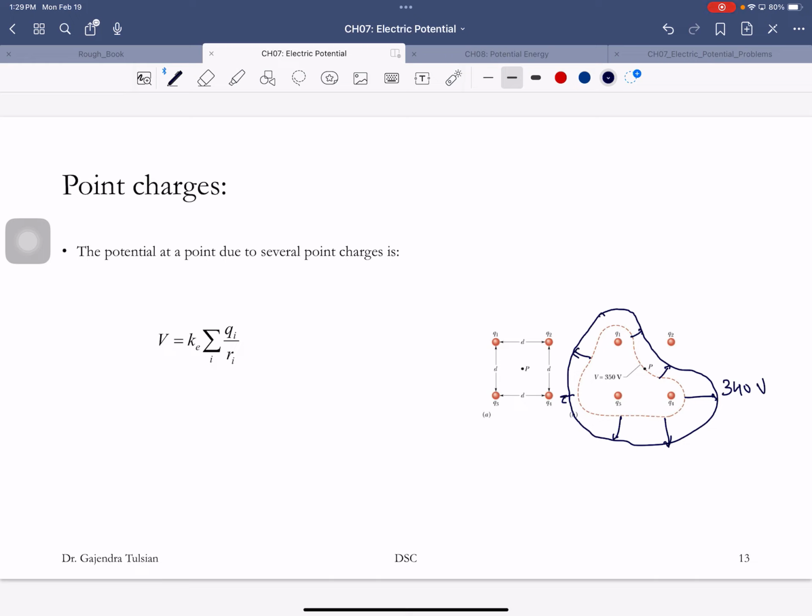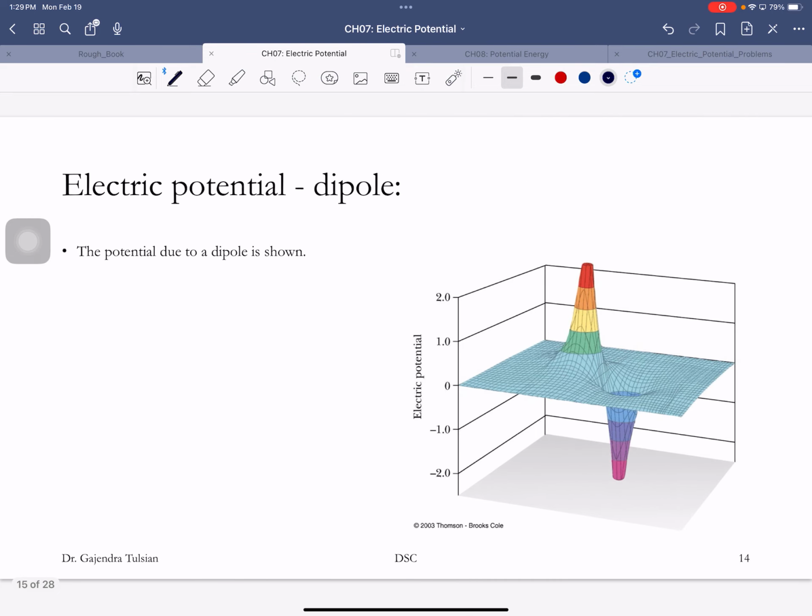Okay? And what is the value of the electric field? The value of the electric field will be the difference in potential divided by the distance. So 10 volts divided by, let's say, 1 centimeter. That's how you calculate the electric field. And that's precisely what you'll do in the lab.